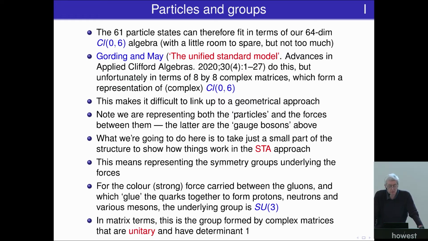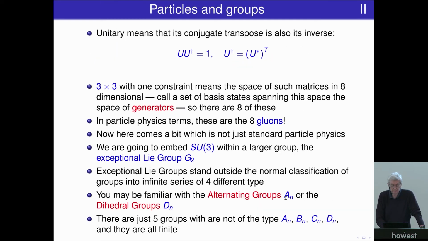So what can we do in terms of using what we've already got to represent these particles? What I'm going to do is just take a small part of the structure to show how things work in the STA approach. Basically, what we're going to show is that for the strong force, which is carried by these gluons and which glue the quarks together to form the protons, neutrons, and various mesons of particle physics, the underlying group is SU3, and we're going to understand that in terms of what we've got with octonions.